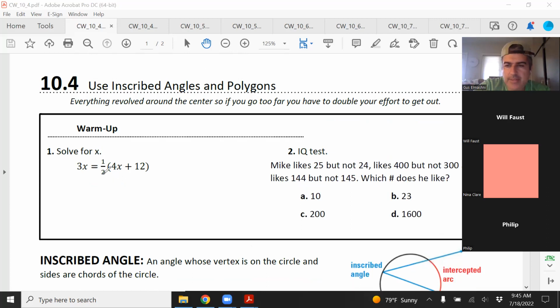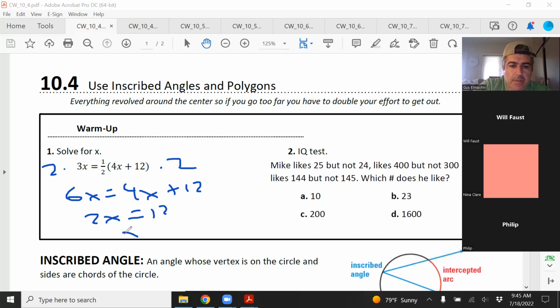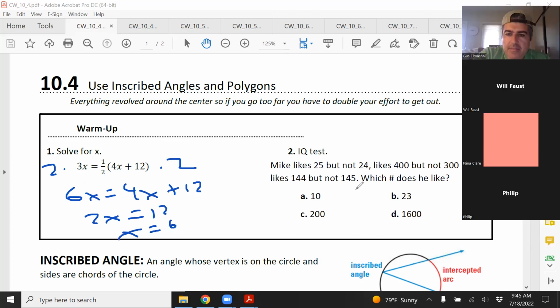So it's just solving stuff, not that hard. You could distribute that 1/2. If you do that, so x equals 6. There you go. Or if you want to, you could multiply both sides by 2. That also works. So just not worry about that.